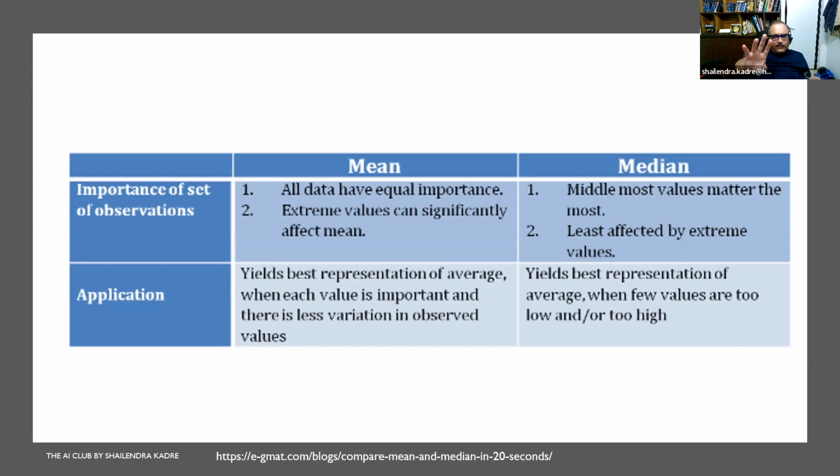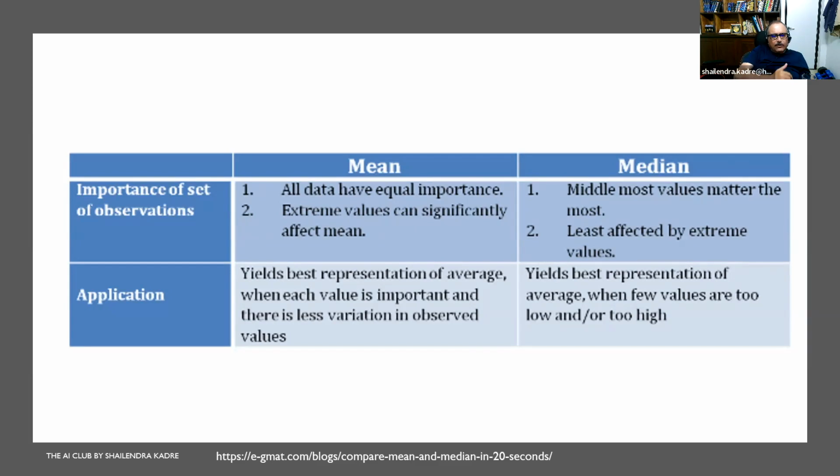There is no meaning of average or mean as average if there are outliers. If the range is high, then you go for the median. You know that mean is affected by outliers, and median is not affected by outliers.